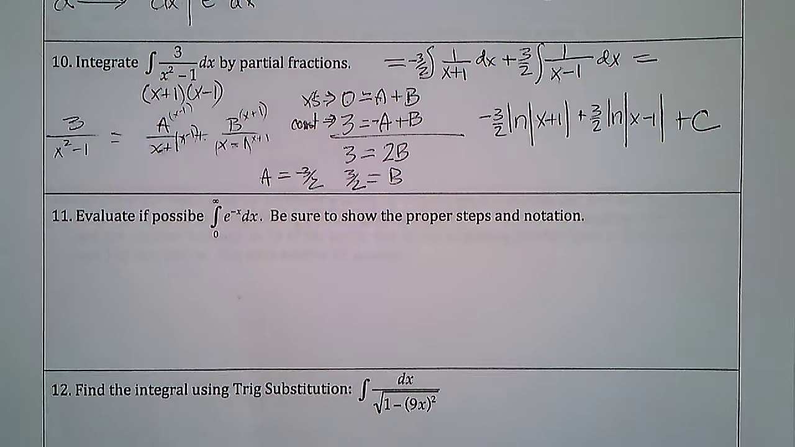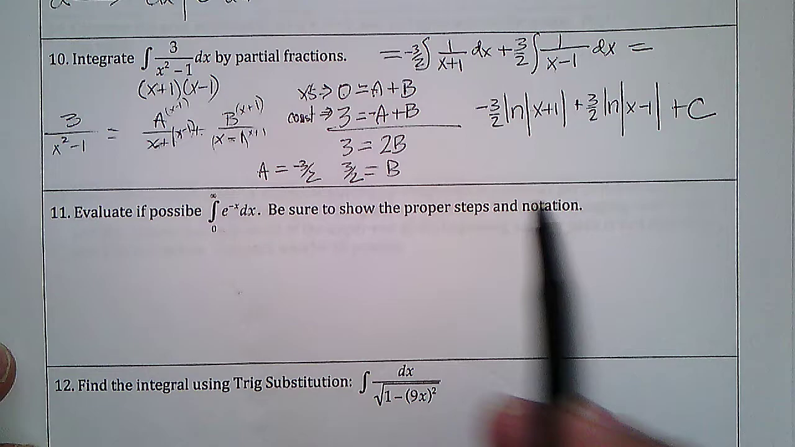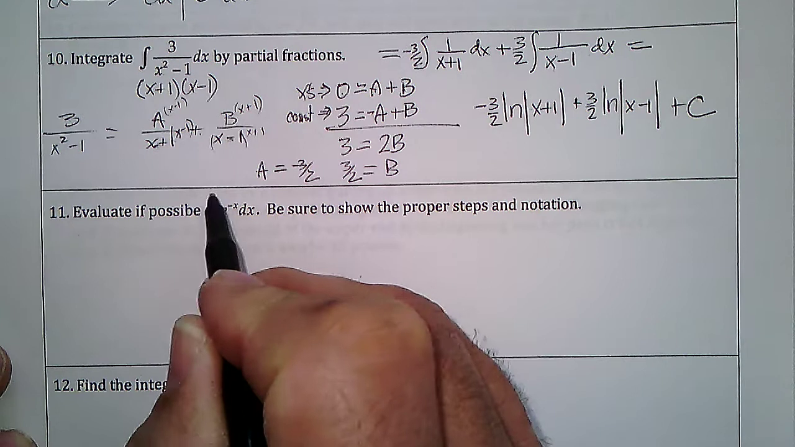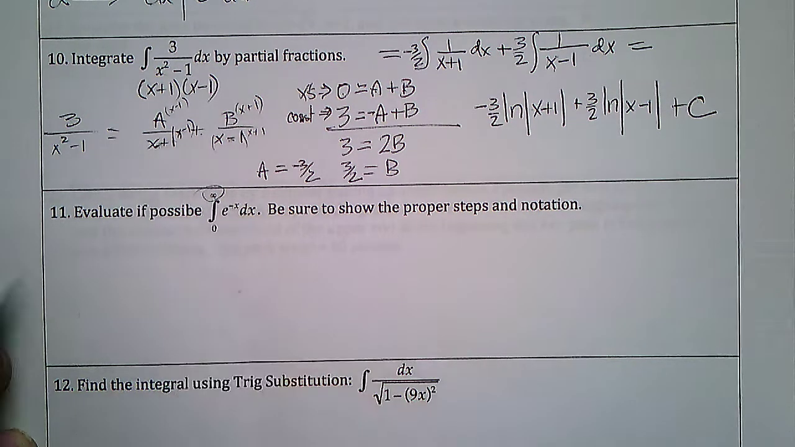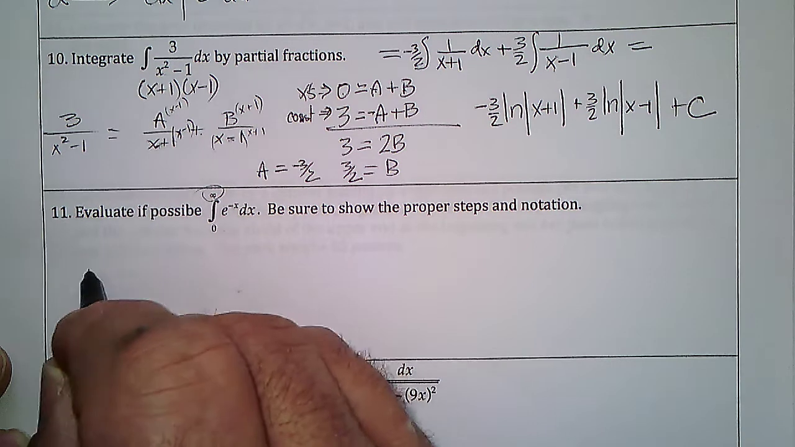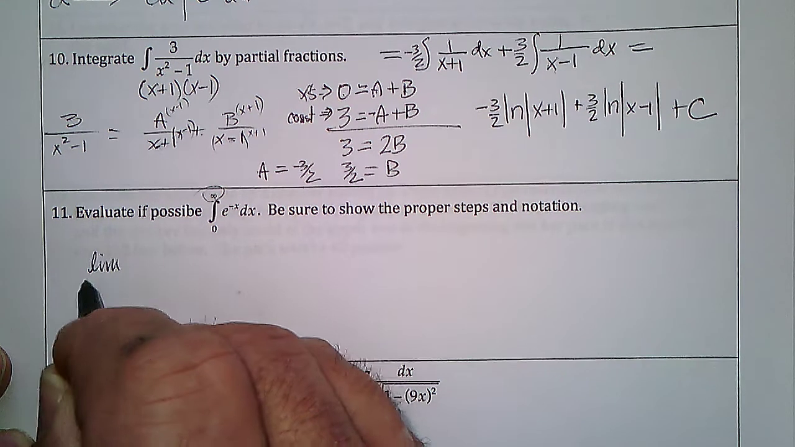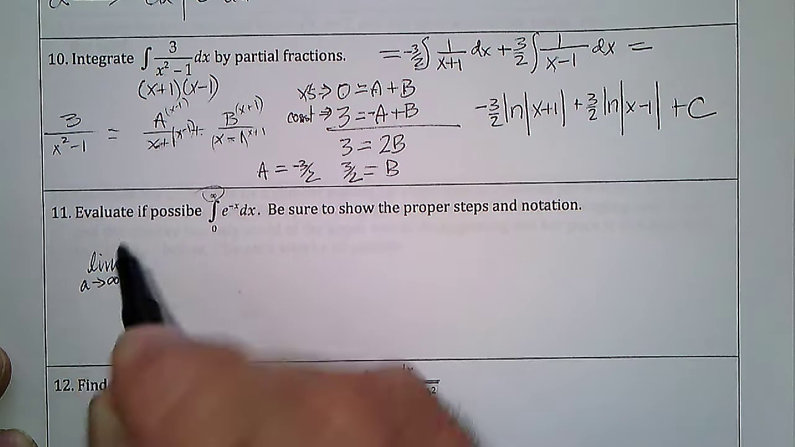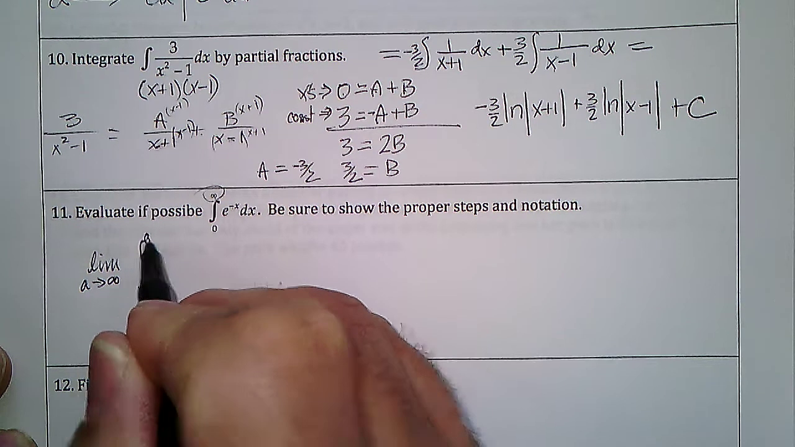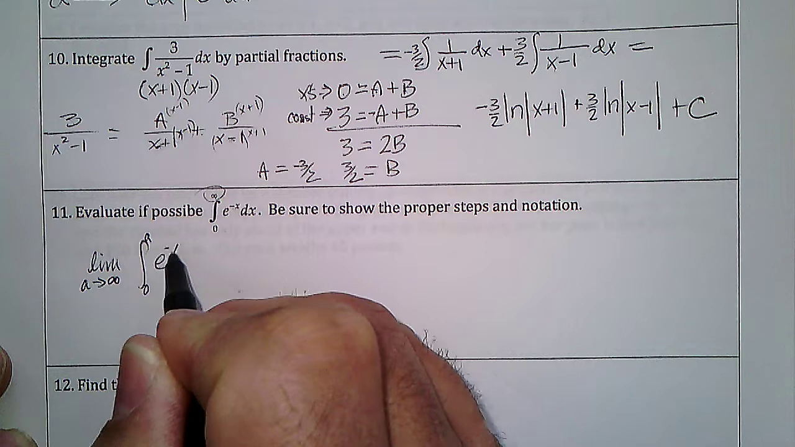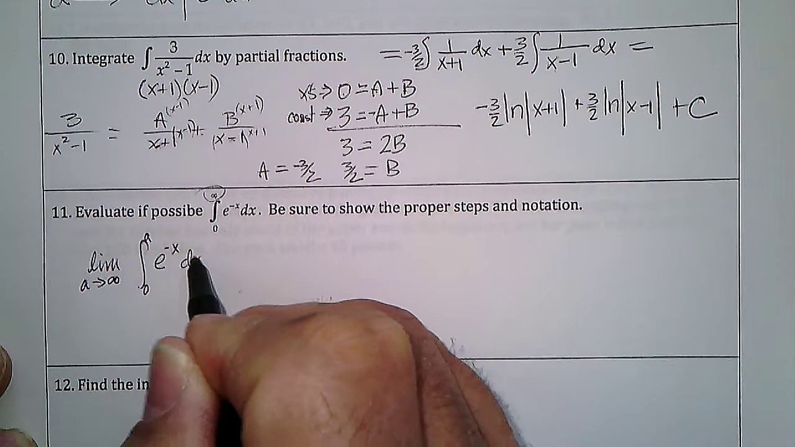It says evaluate if possible, show the proper steps. So, well, we have the problem here. E to the 0 is not a problem, but e to the infinity might be. So we say this is the limit as a approaches infinity of the integral from 0 to a of e to the negative x dx.